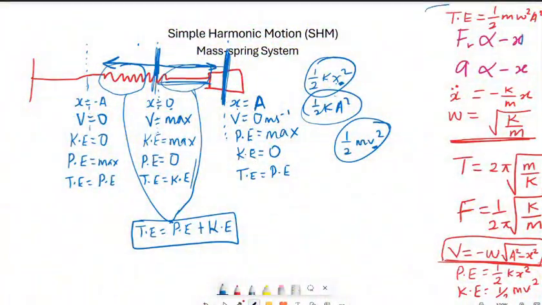That is for our total energy. And mind you, note all these formulas that we have derived very well. In the next video, we'll be using each of these formulas.